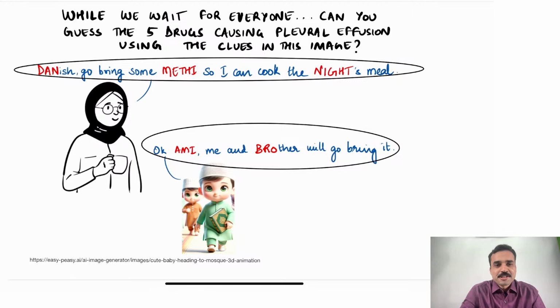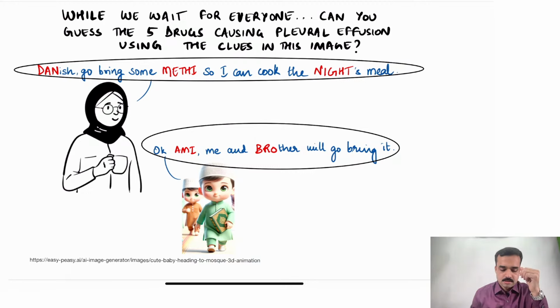Nawaz, yes, nitrofurantoin, very good. So the night's meal, night stands for nitrofurantoin. Nitrofurantoin does lead to pleural effusion. It will be eosinophilic effusion. Ami stands for amiodarone, very good. Amiodarone is notorious, with so many side effects, including in the lung and in the pleura: pleural effusion. In the lung, it will lead to interstitial lung disease. Very good.